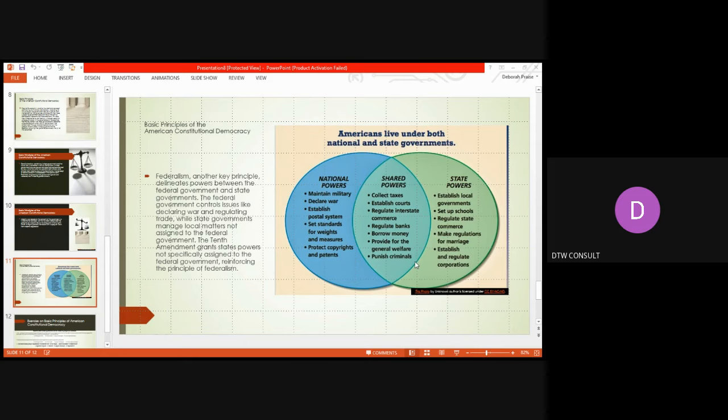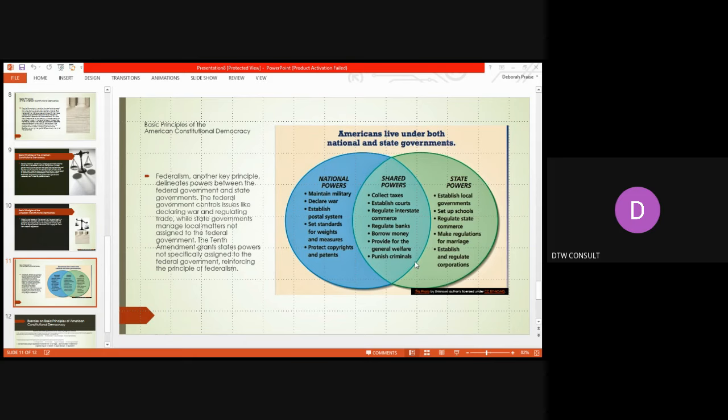So that is why in some states, I don't want to go into that, but there are some states that accept certain forms of marriage and some states that do not accept certain forms of marriage. That is because at the state level, they have the right to regulate marriage. And lastly, they establish and regulate corporations. So if you are establishing a business in any state in the U.S., you must understand that what is obtainable in one state may not be obtainable in another state, because states have their various rules and regulations in establishing corporations or businesses.